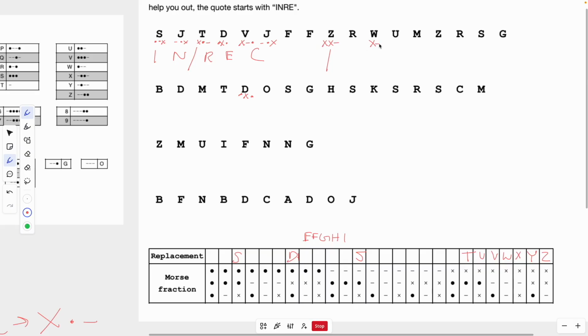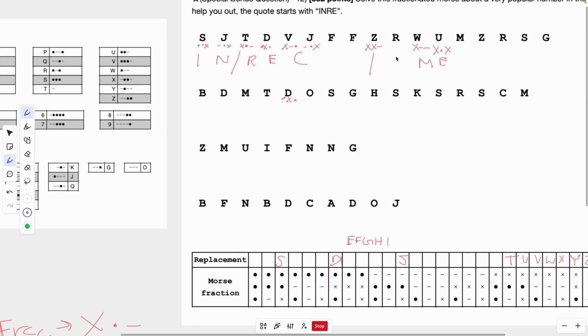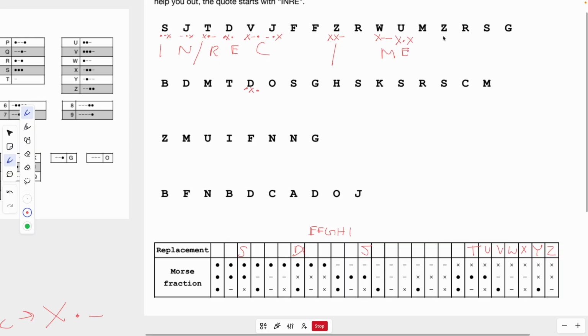W is X dash dash, and we have U. So this is M and E. And then C again. This is also the end of a word. S, D, T we have. So this is dot, dash, dot. So that's going to be R. We don't have O.